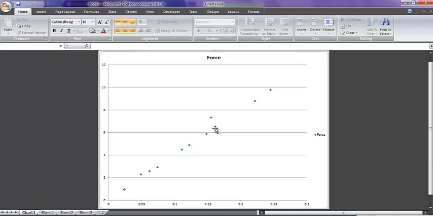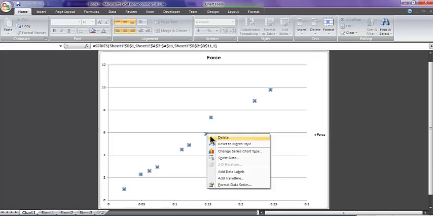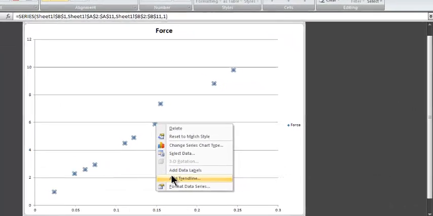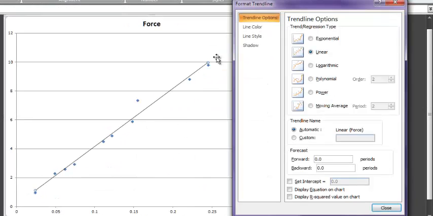But Excel doesn't care. Excel will use my data. If I click on any of my data points, it will highlight all of them. And then I'm going to right-click, and the choice I want to look at is add a trend line. A trend line is really making your line of best fit. Now there's a number of choices here.